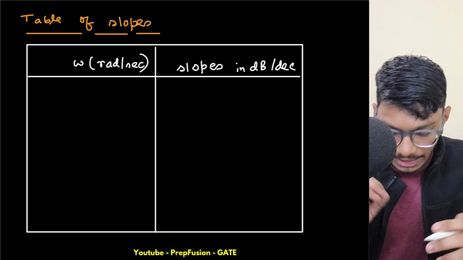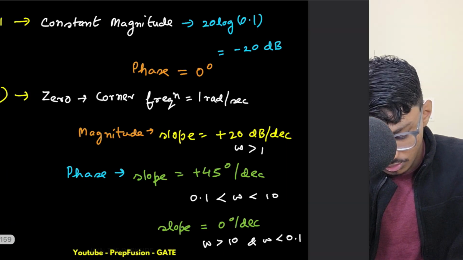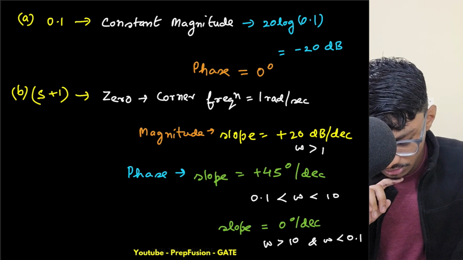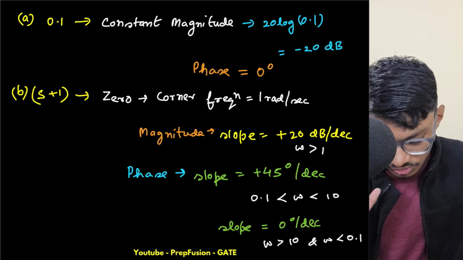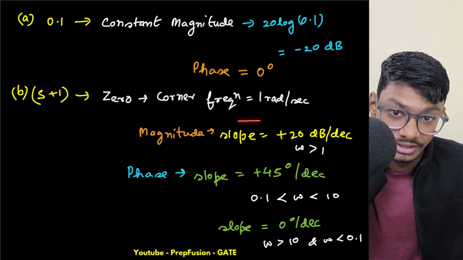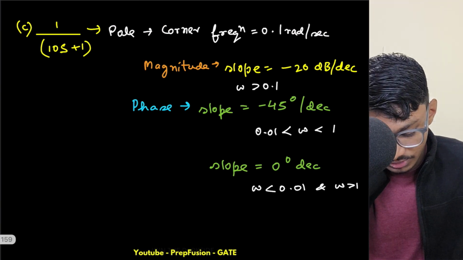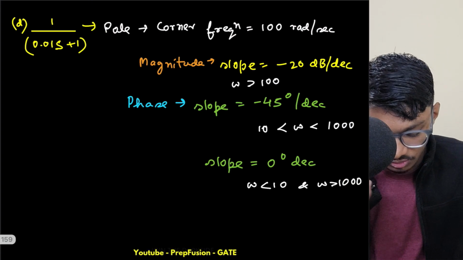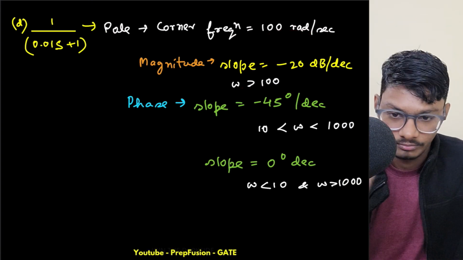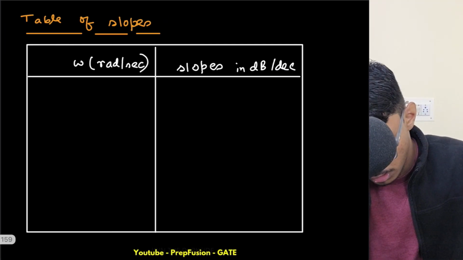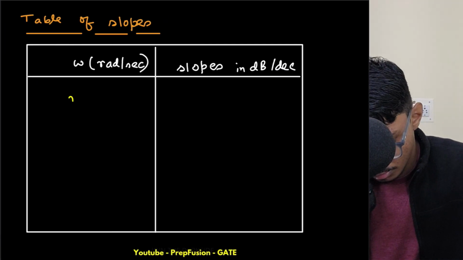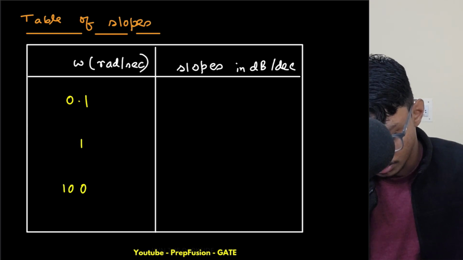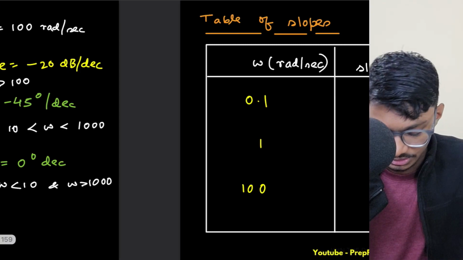So at like what are the corner frequencies? So we will go from minimum to maximum. So here this one doesn't have any corner frequency, obviously constant magnitude. This one has a corner frequency of 1 radian per second, and this one has a corner frequency of 0.1 radian per second, and this one has corner frequency of 100. Okay, 100. So we'll go from minimum to maximum. So 0.1, 1 and 100. So 0.1 radian per second.